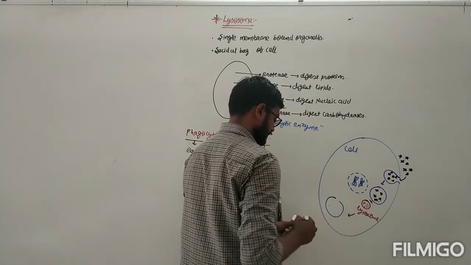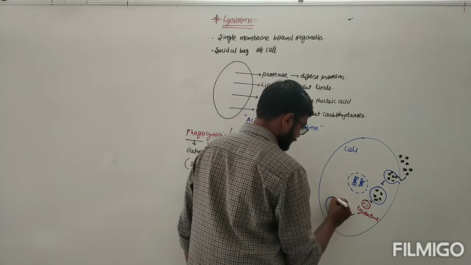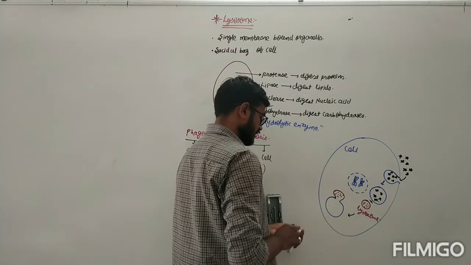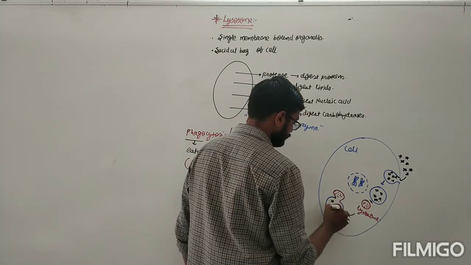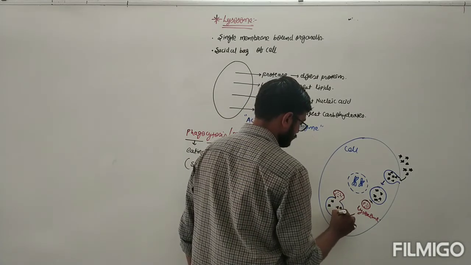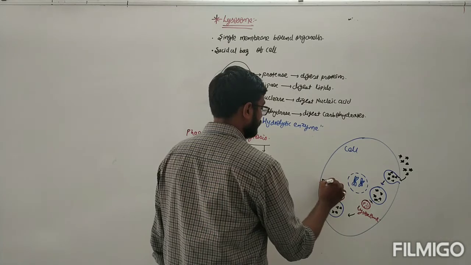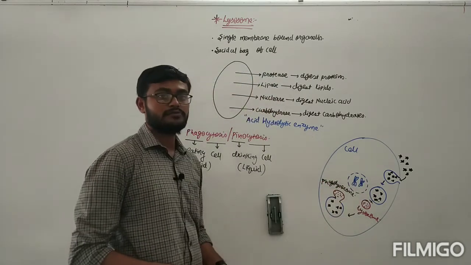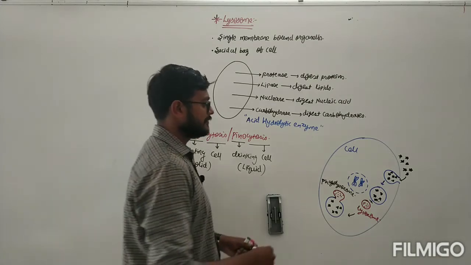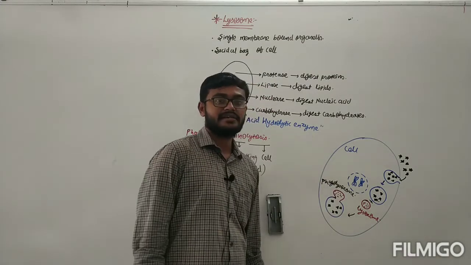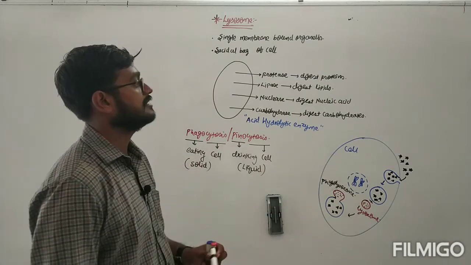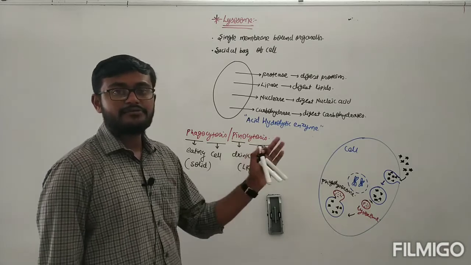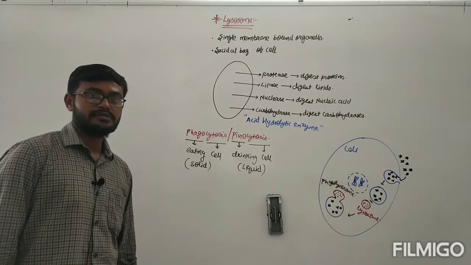This was the vesicle, and with it there is a fusion of the lysosome, and both of them are going to form a phagolysosome. This is the phagolysosome formation, and after some time the material is going to be digested. So this is the process of phagocytosis. Look at it for a while, and then we are going to move to another organelle that we are going to study.